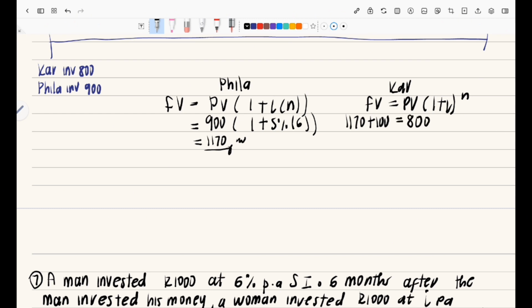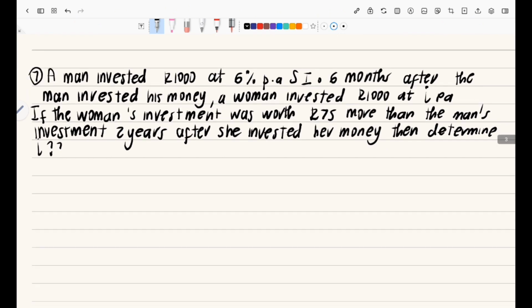Karabo invested 800. 1 plus i is what I'm looking for. n is 6. If you work this out, you add the 100 Rand divided by the 800 Rand and raise that answer to the 1 divided by 6, minus 1, times 100, and you should get that i is equal to 8,0079%. So that's the first example that we have.